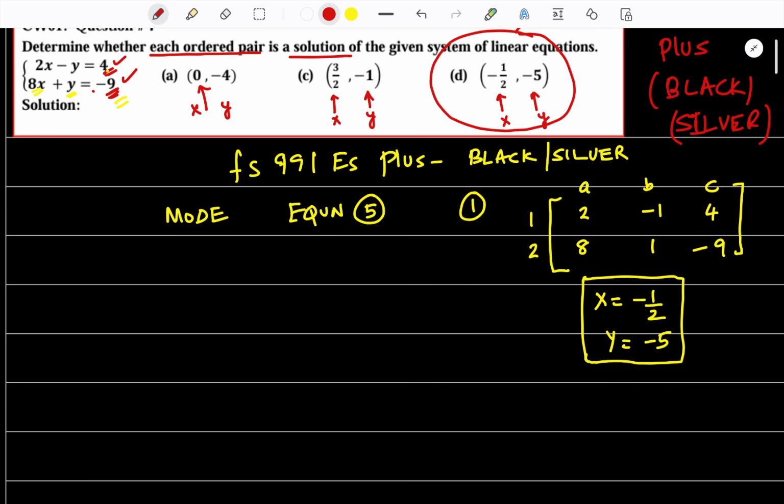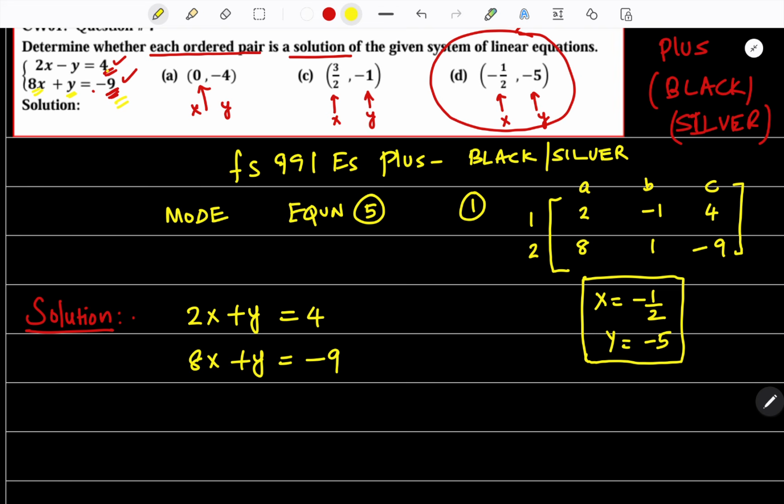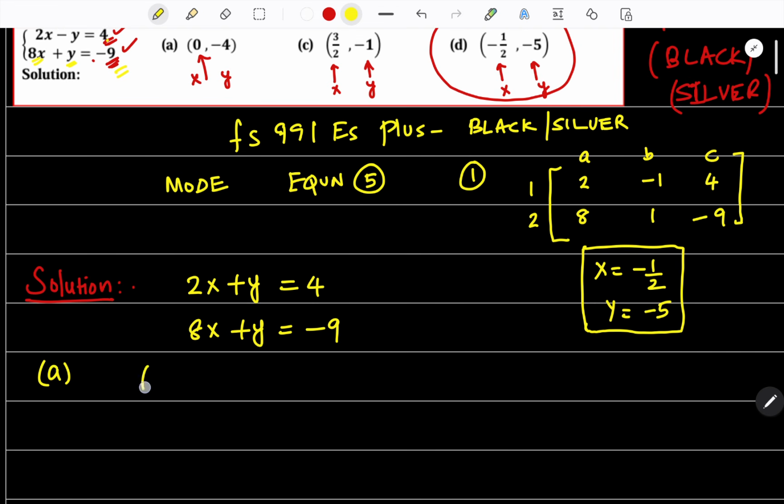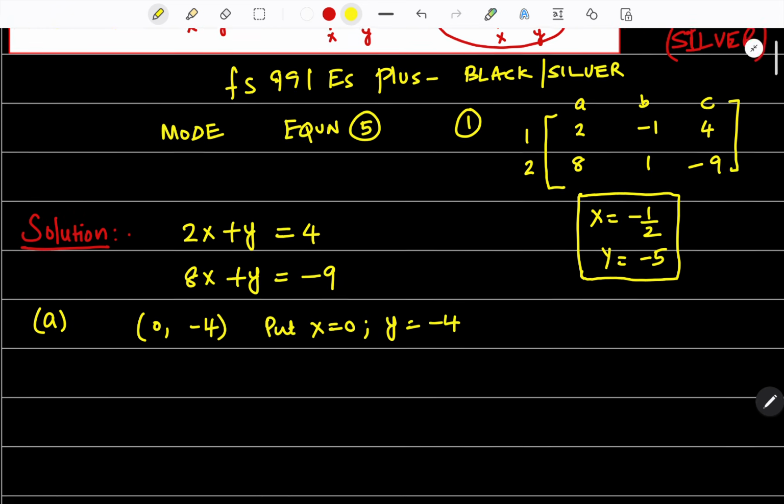Okay, right. So let's start the solution. Now what are the equations? 2x plus y is equal to 4 and 8x plus y is equal to -9. What am I going to do? First question, I'm going to put 0 comma -4. So what is the meaning? Put x is equal to 0 and y is equal to -4. 2 into 0 plus -4, and 8 into 0 plus -4. So 2 into 0 is 0, and -4 will be the answer.